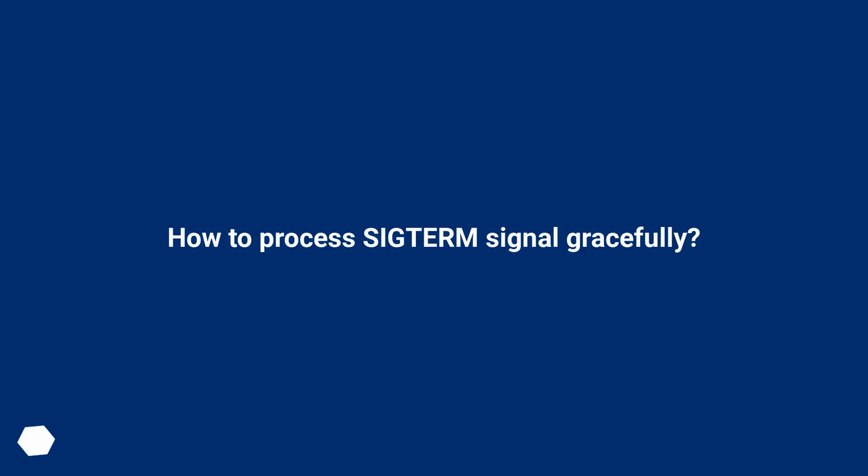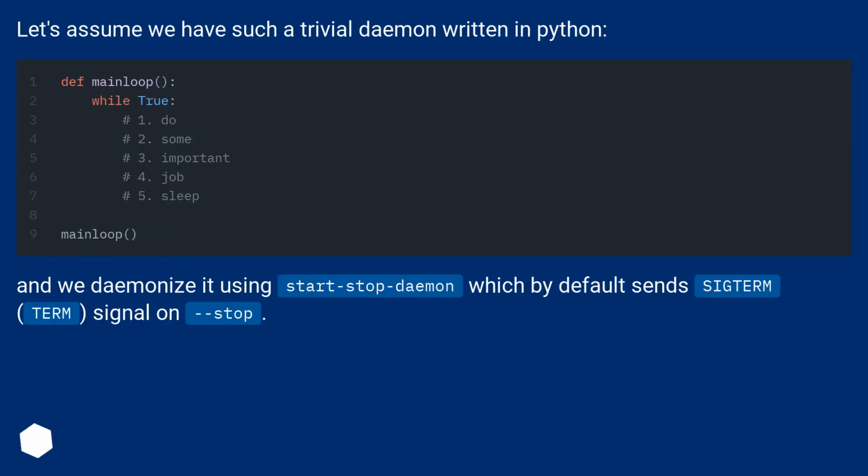How to process SIGTERM signal gracefully. Let's assume we have such a trivial daemon written in Python. And we daemonize it using start-stop-daemon, which by default sends SIGTERM signal on stop.